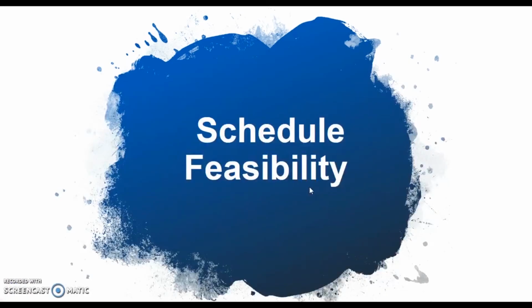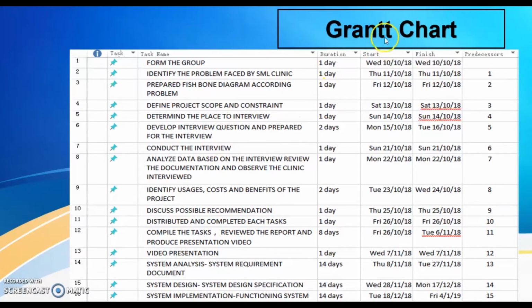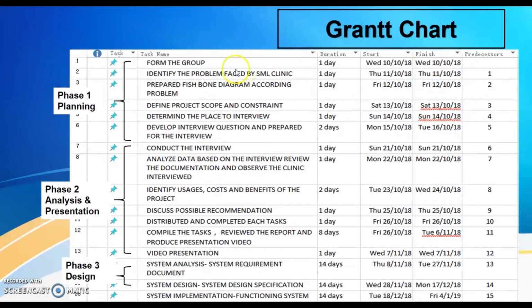Third one is about the schedule feasibility. This is a Gantt chart. It shows the task name, duration, and when the task starts and finishes. And these are the predecessors. So there are three phases in this Gantt chart, which are phase 1, planning, phase 2, analysis and presentation, and the last phase is design.